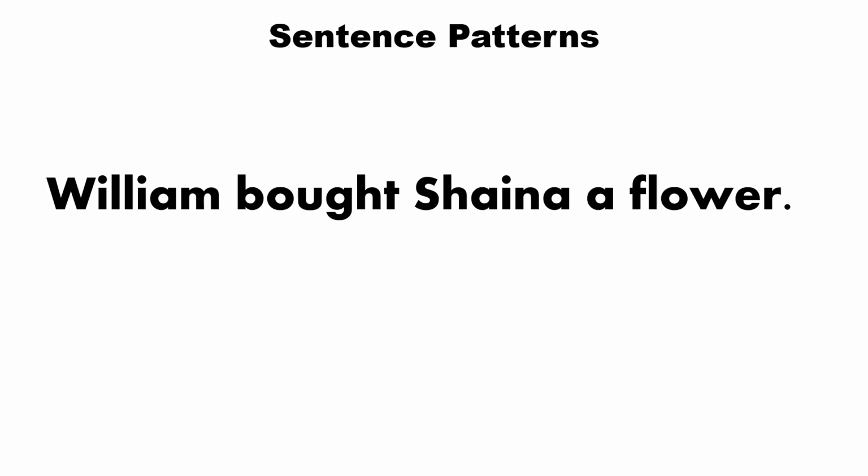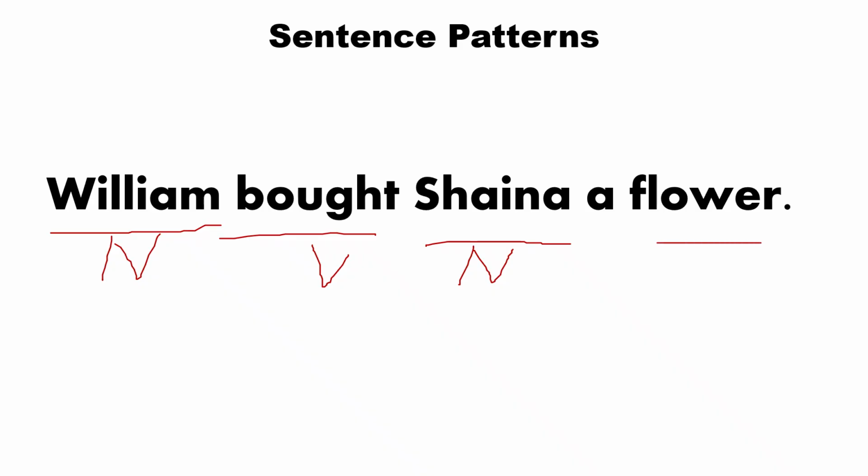Now, who could identify what each word represents here in the parts of speech? All right, so William is what part of speech? Noun. What would be a verb? Dana would be another noun. Flower would be a noun. How about a? This is what we call an article. Specifically, it is an indefinite article.